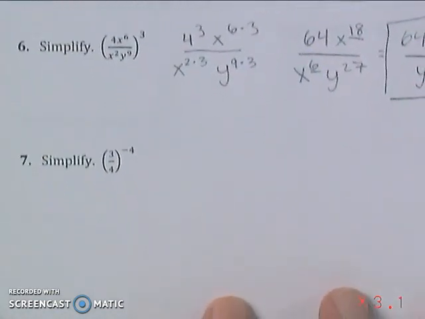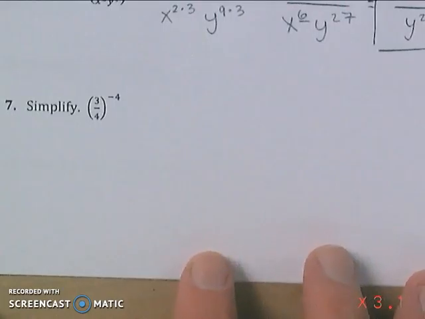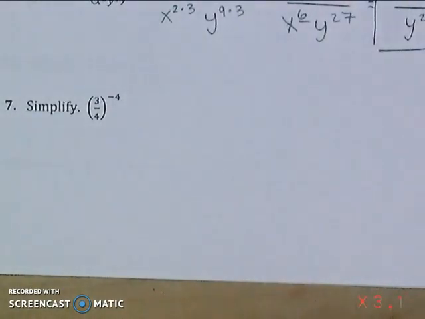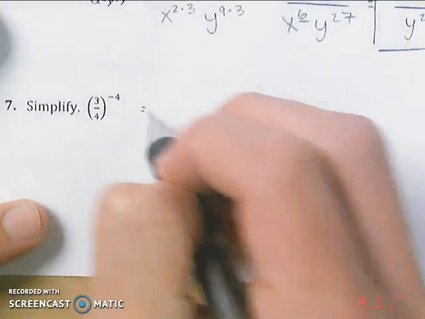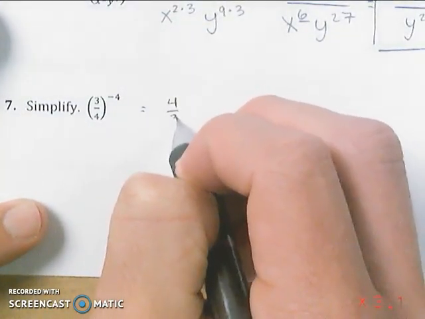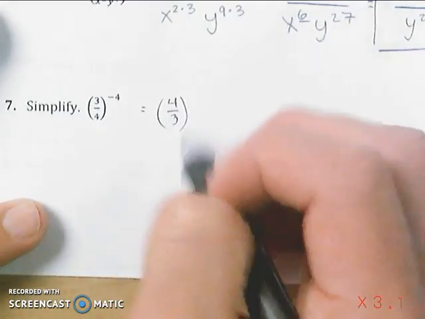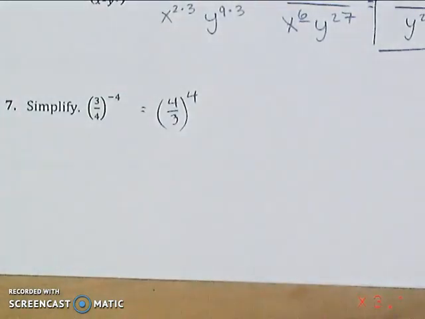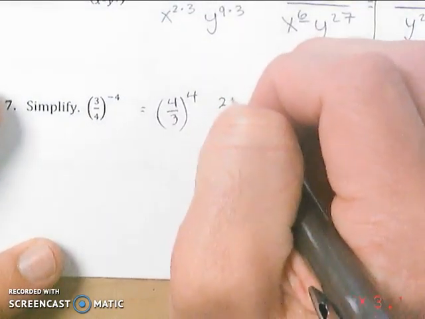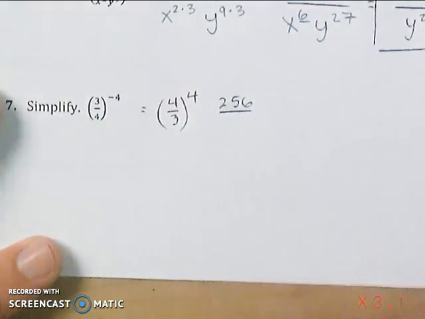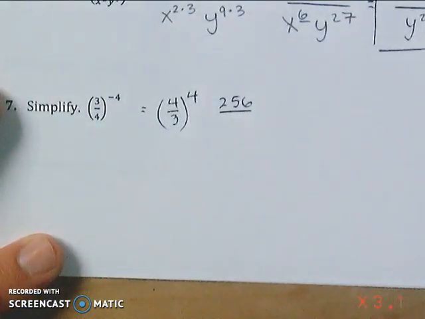Moving back up here. Number 7. Again, we have that negative exponent, so it's going to flip my whole equation. This is going to become 4 to the third power, or sorry, 4 divided by 3 to the positive fourth power. Okay? And then we can go ahead and evaluate that. Again, you can use a calculator. I'm going to use one here because 4 to the fourth power is 256 over 3 to the fourth power, which is going to give me 81.